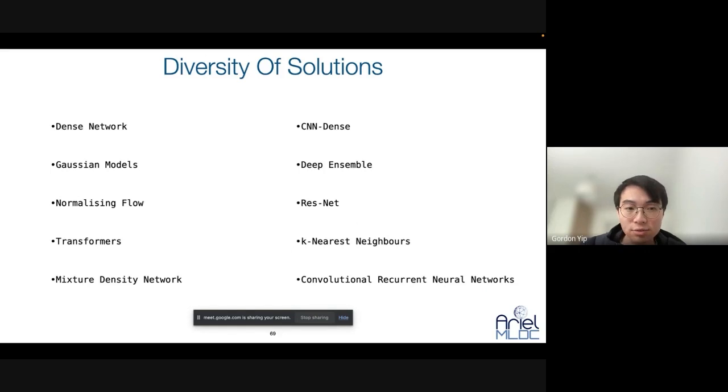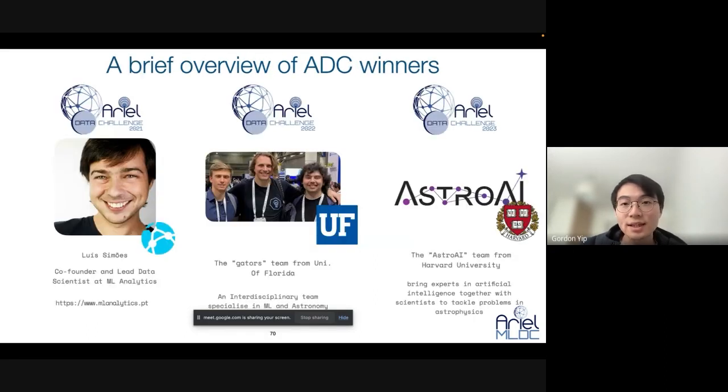You can see there are normalizing flows, transformers, and mixed density models that are typically applied to generative models. But at the same time, all the rest are also applied. That's the advantage of a competition: you can explore different architectures in two to four months' time. So I'm going to skip over that. This is a brief overview of our ADC winners. They come from industry, from the University of Florida, and our latest winner comes from the Harvard University Astro AI team.